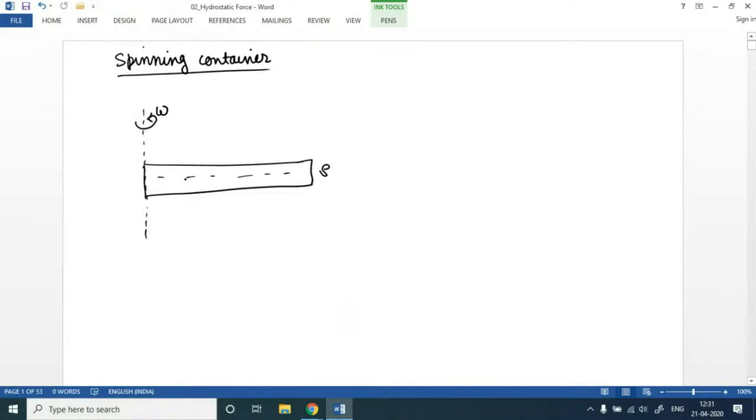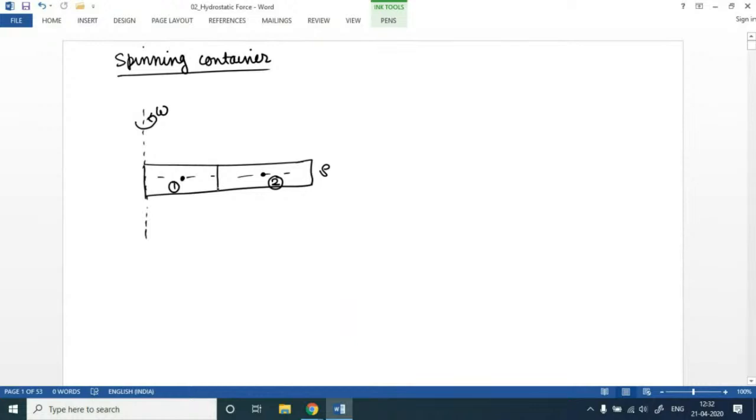Since any element of the fluid will be accelerated, as it is undergoing circular motion about this axis, the motion here is accelerated in the horizontal direction, so there would be a horizontal pressure variation as well. For example, if we wish to find out the pressure difference between any 2 points in the liquid, P1 and P2, say P2 minus P1, this pressure variation is not linear. First of all, how will we find this pressure variation?